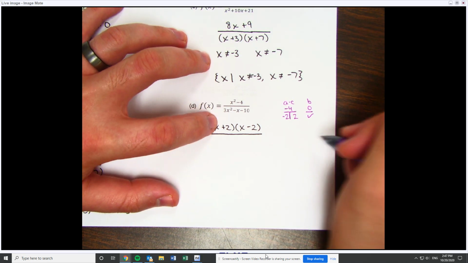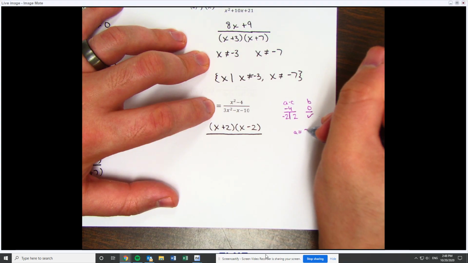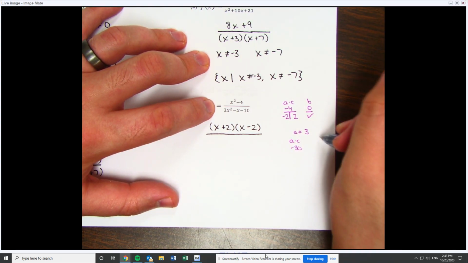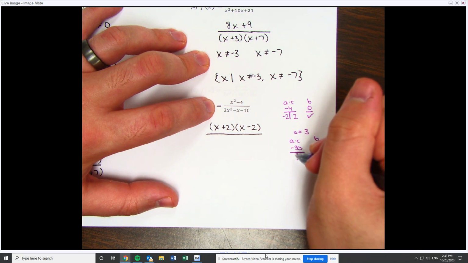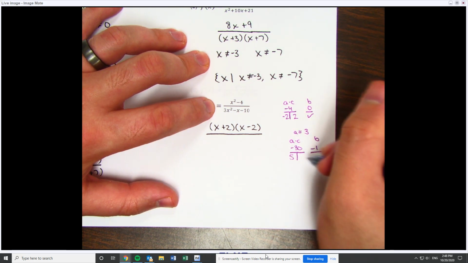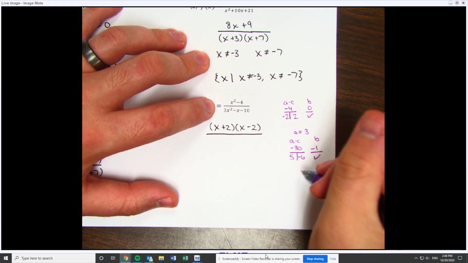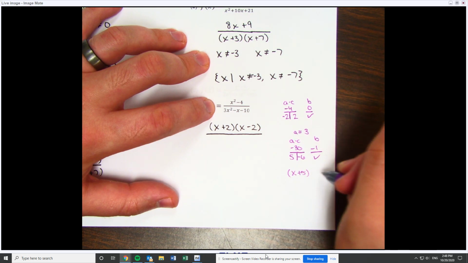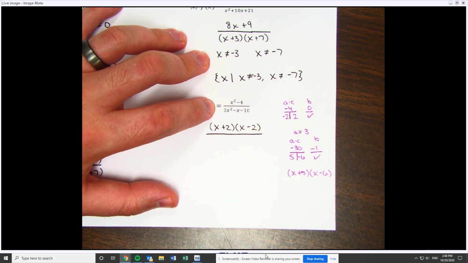Got it. Now right here, our a is equal to 3. A times c is -30. Our b is -1. The numbers that I can use right here are 5 and -6. Cool. Now I'm going to go ahead and keep working over here on the side. I have x plus 5 and then x minus 6. We have to remember to do the divide and swing.